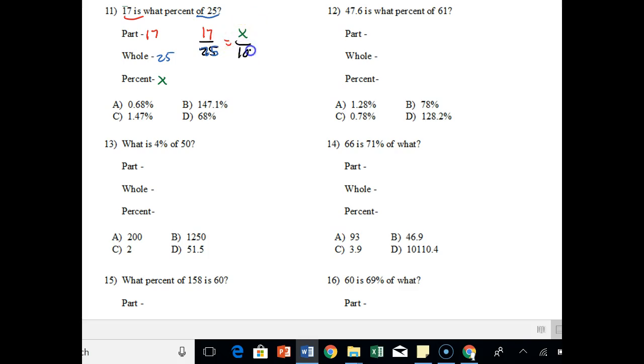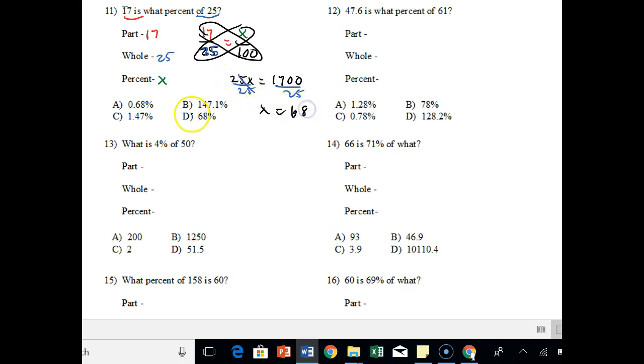And hopefully some of you are realizing base 10. Hey, 25 times 4, that will give me 100. I could just do 17 times 4, and that should get me 100. Or, if that frightens you, you can just go ahead and do the cross multiplication. So 25x equals 1700. Divide by 25, and x is equal to 68.